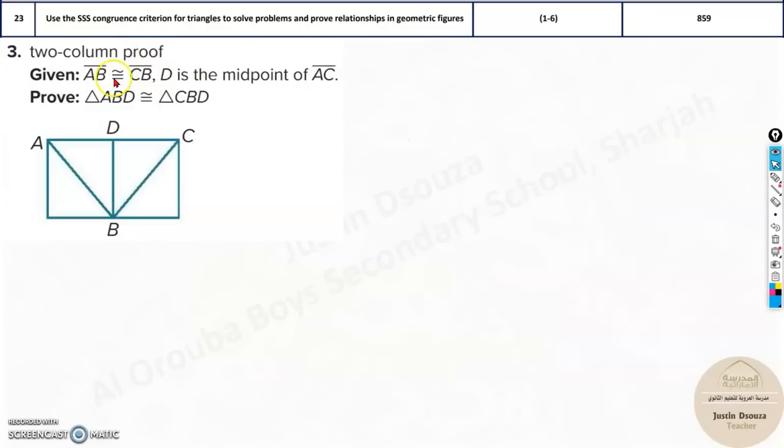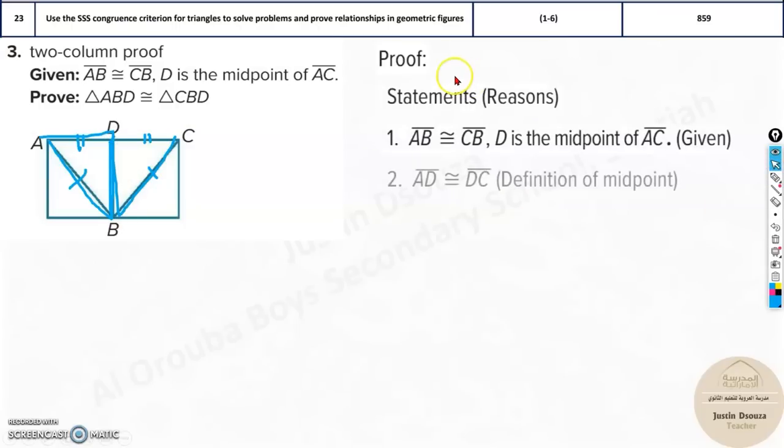Now, here is a two column proof. The thing is AB over here is congruent to CB, but they have told D is the midpoint of line AC. From the midpoint theorem, we know that this and this line, see, this is already given. The midpoint theorem tells us whenever there's a midpoint, the line is equally cut into halves. That means AD and DC are equal. And then DB is a reflexive property. So we can prove that ABD and CBD are congruent.